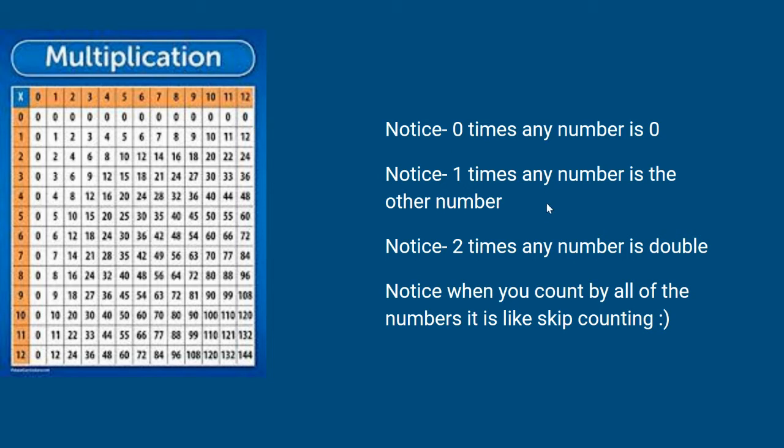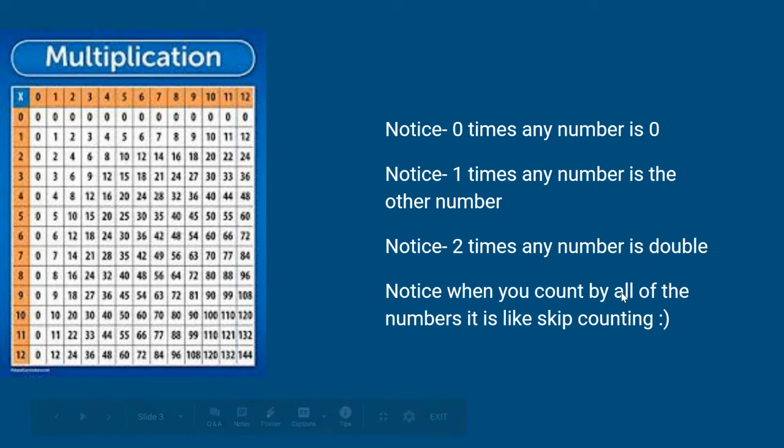Okay. Notice that 2 times any number is always double. So 0 plus 0, 1 plus 1, 2 plus 2, 3 plus 3, 4 plus 4, 5 plus 5. So it's always double the other number. Those are really easy ones to start with.